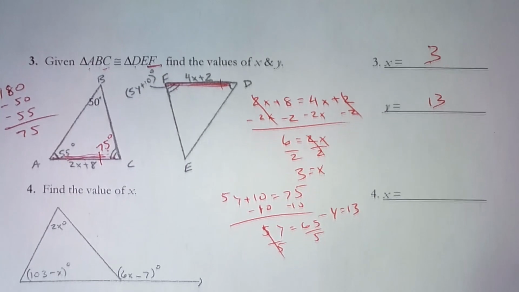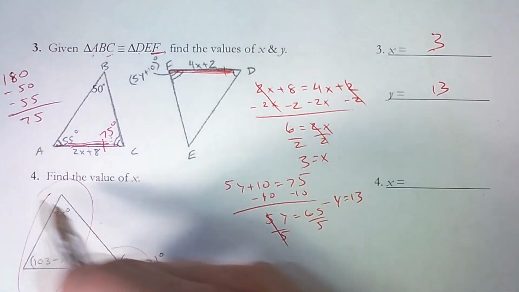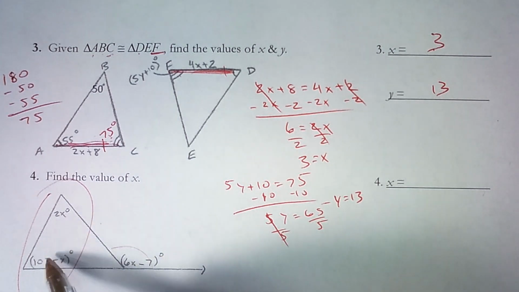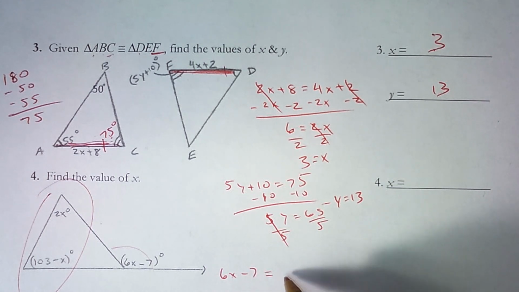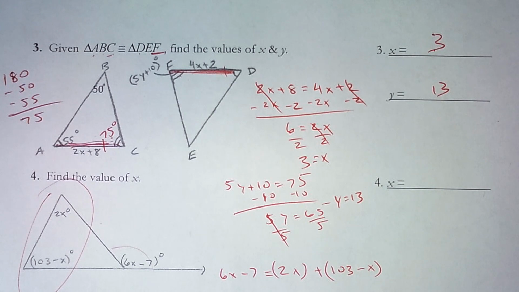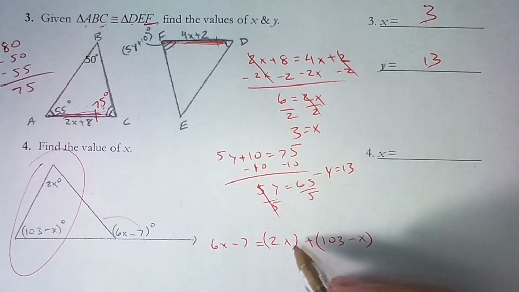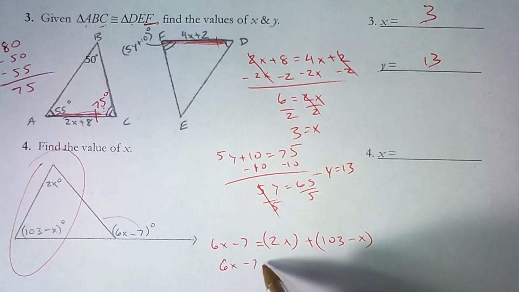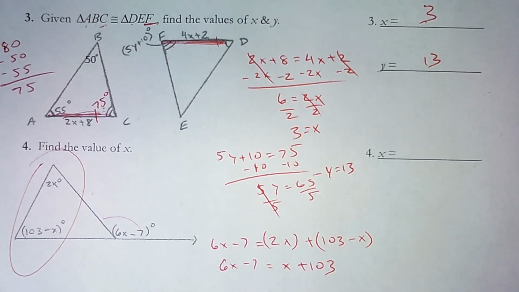So on my next triangle, I have an exterior angle, and an exterior angle is always equal to the sum of the two remote, which means not right next to it, the two remote interior angles. So the exterior angle, 6x minus 7, is equal to 2x plus 103 minus x. Okay, so I can combine my like terms over here. 6x minus 7 equals 2x minus x is x plus 103.